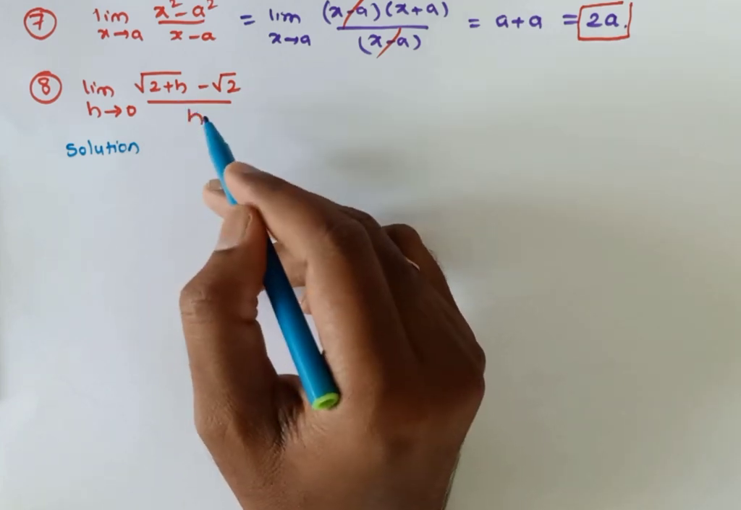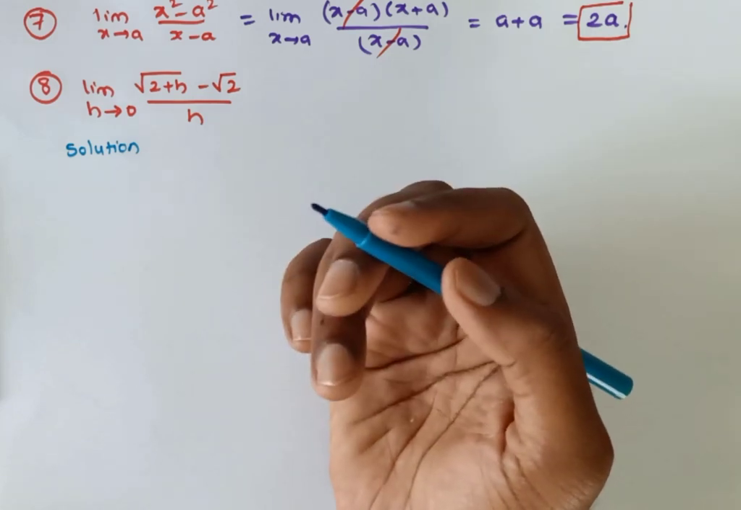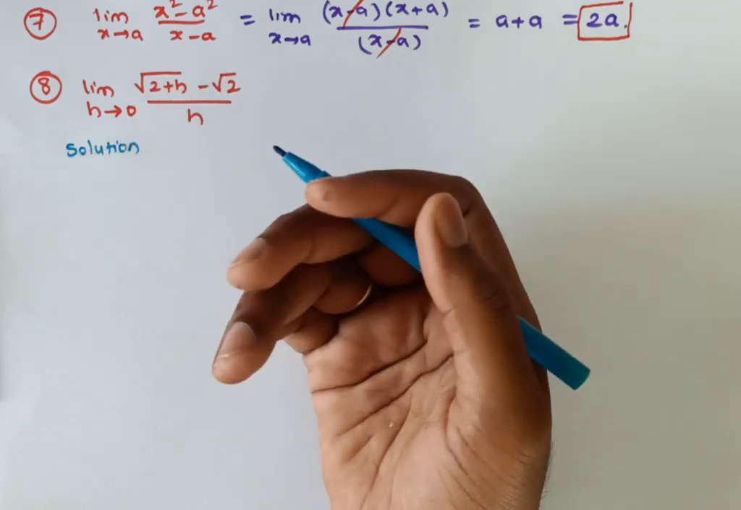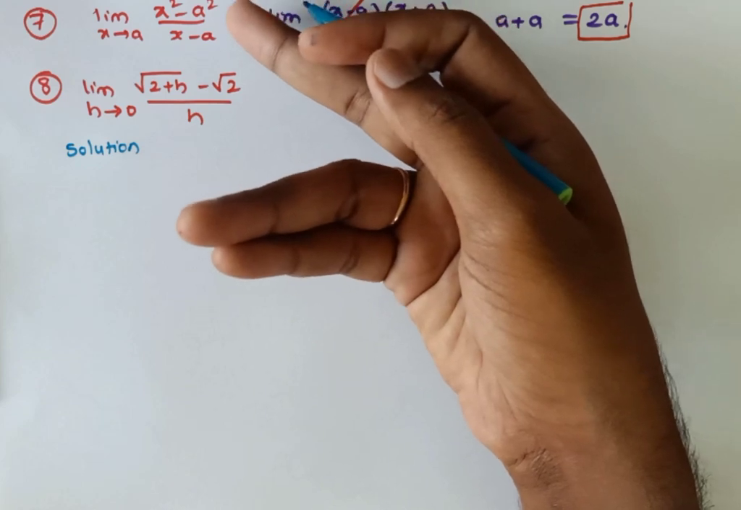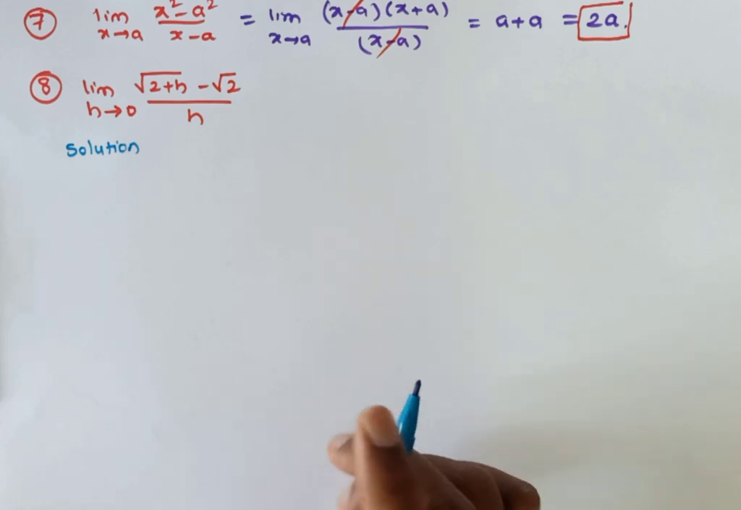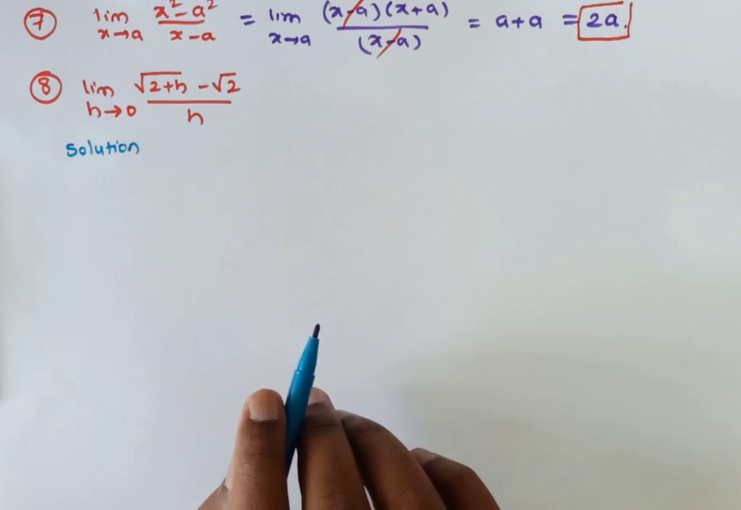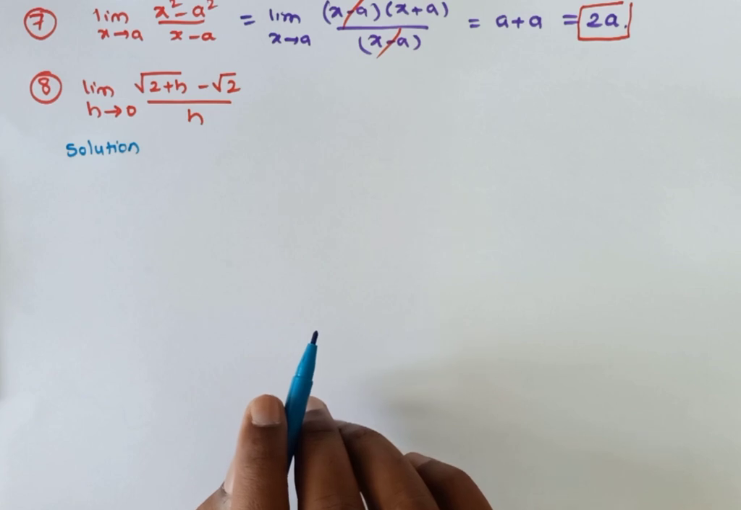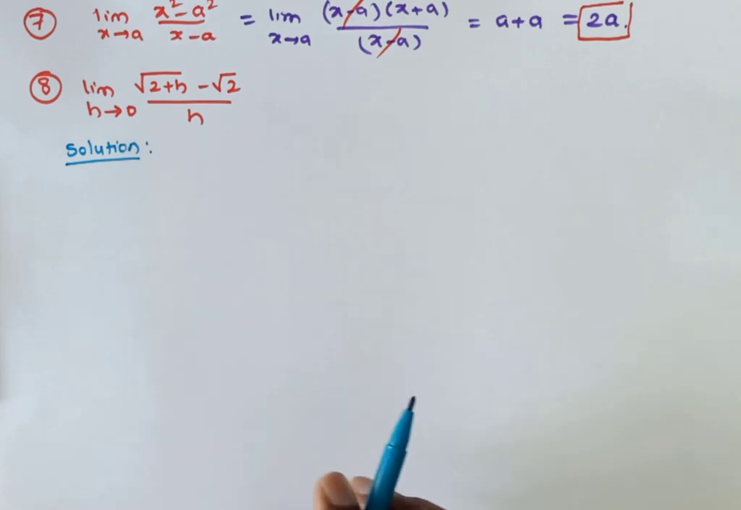Here we can observe the numerator and denominator do not have obvious factors, since it contains radicals. Whereas in the previous problem, you can simply observe the obvious factors, like x minus a into x plus a. So in this case, we need to create a common factor by using rationalization. If the function contains radicals, we had better use rationalization.